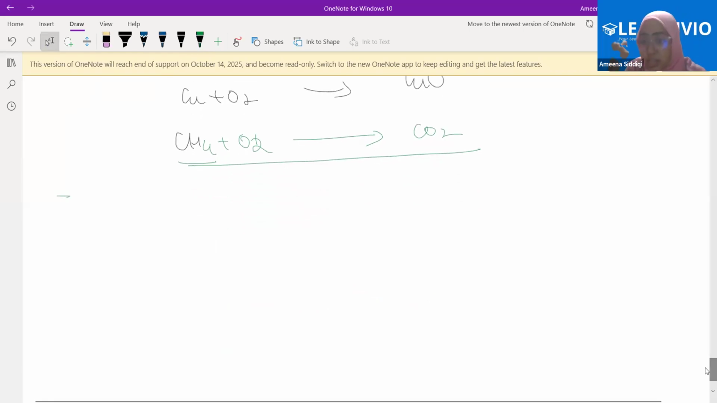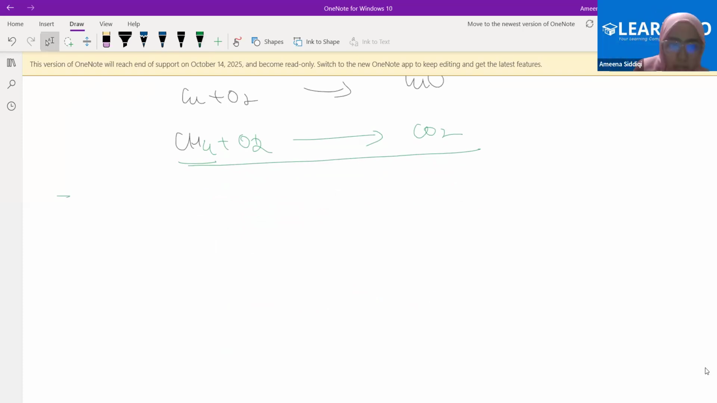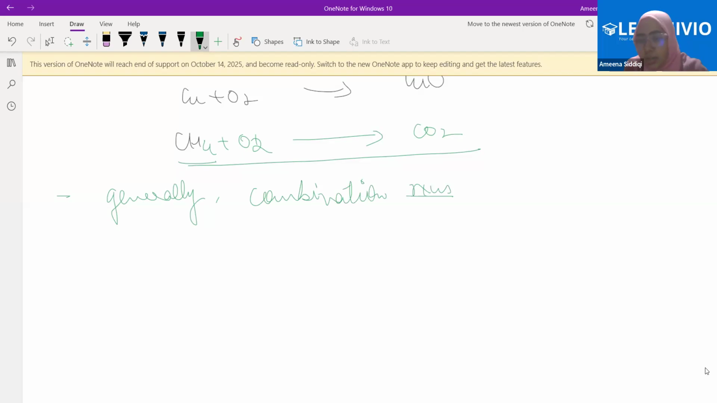We will also have to discuss the nature, right? Either it will be endothermic or it will be exothermic. Please pay attention here. Generally, combination reactions are exothermic in nature. What is the nature? Exothermic, means energy will be released out, right? But there is one exception.